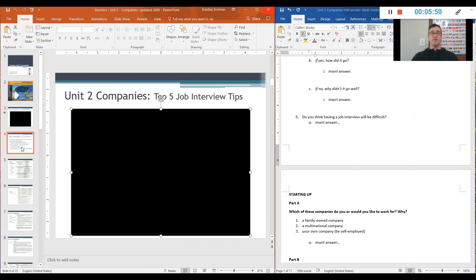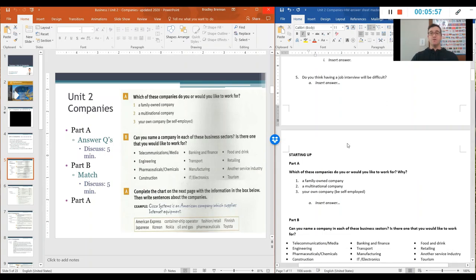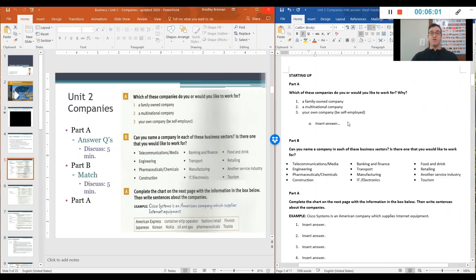Okay, let's move on to slide number four. So here, starting with part A, which of these companies do you or would you like to work for and why? A family-owned company, a multinational company, your own company, so to be self-employed. Here, many students have said, oh, I said, what's an example of a family-owned business? And they said Samsung, because all of the relatives are owners and managers, et cetera. Here, a family-owned business would be something we call a mom-and-pop store, or a small business such as, like, your mother and father own a restaurant, or they own a small manufacturing company. Usually a family-owned company is just a few employees. Most of them are family members.